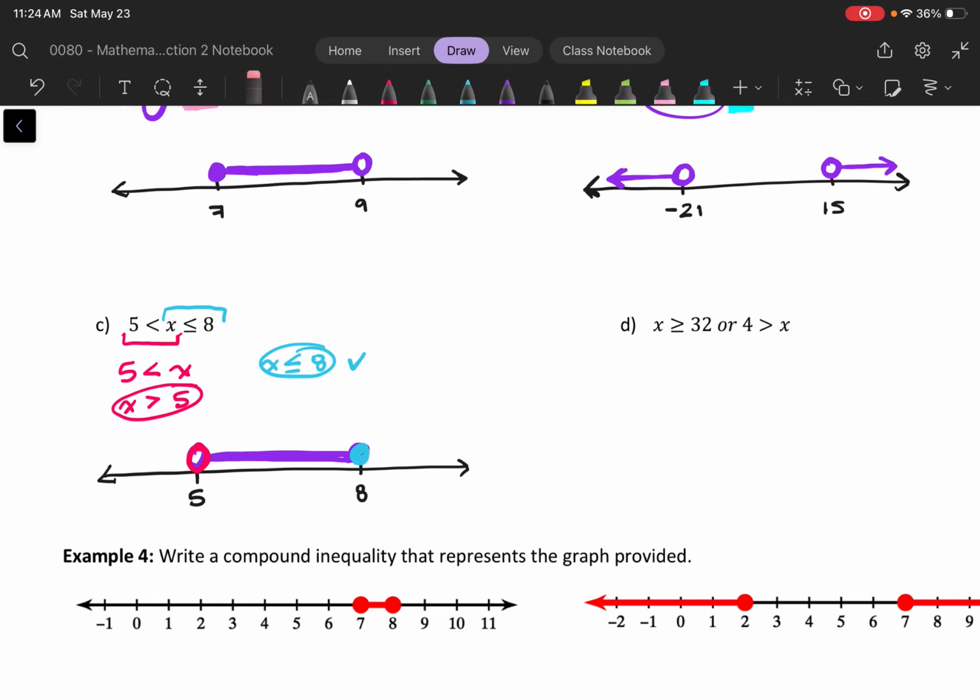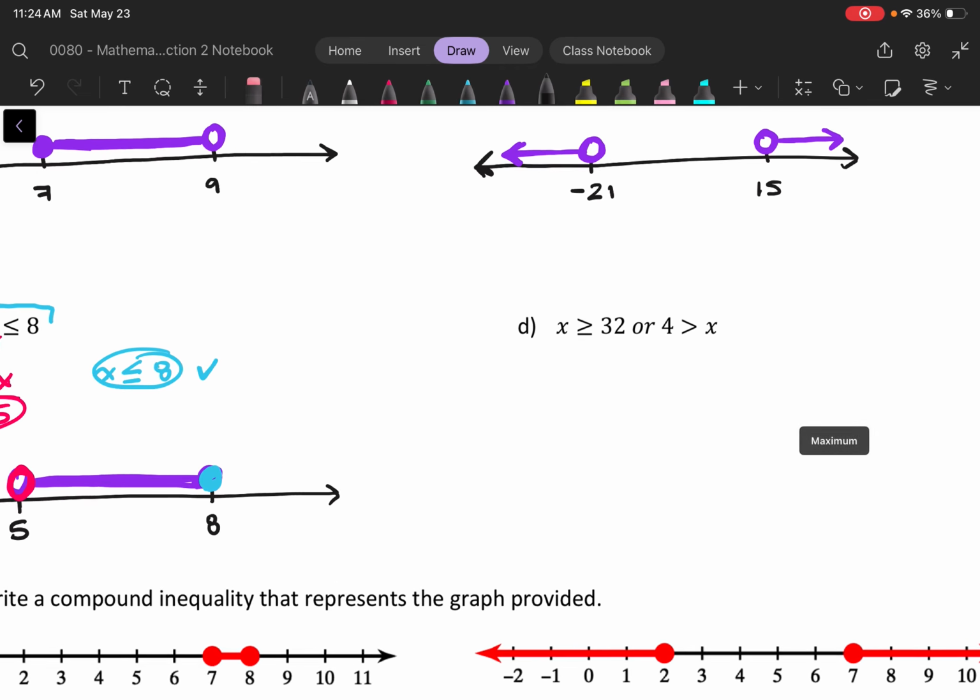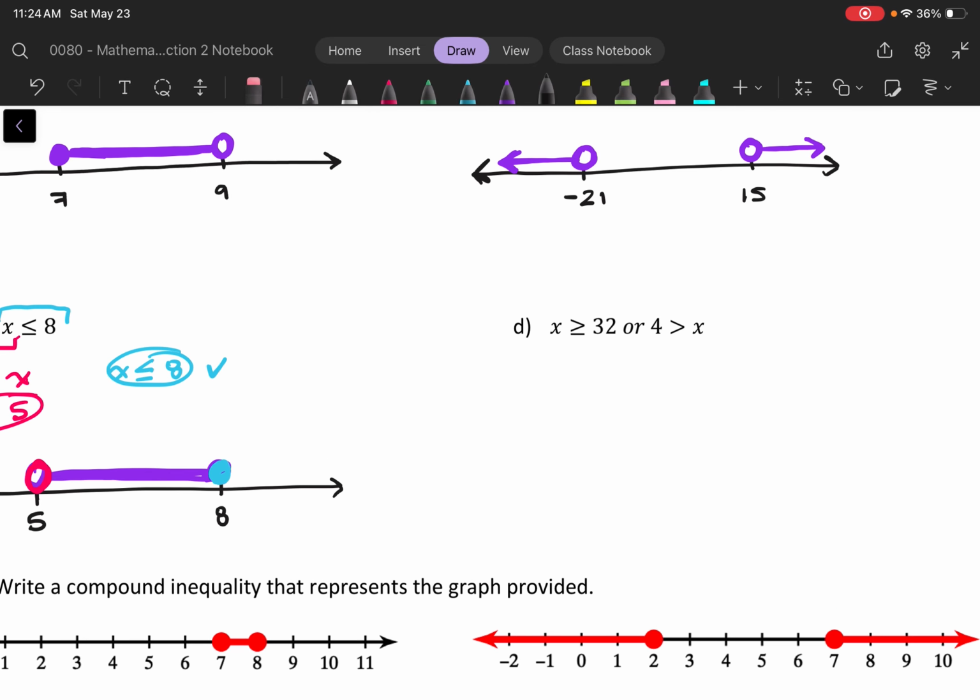The last one is another OR situation. Can you pause the video and try this next one on your own? Okay, welcome back. I have this here. So I have x is greater than 32 or 4 is greater than x.